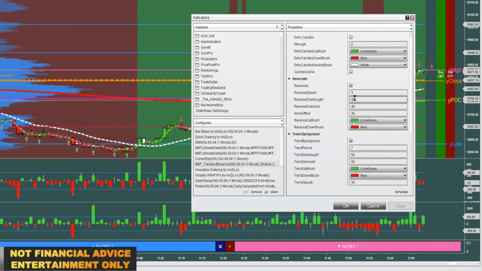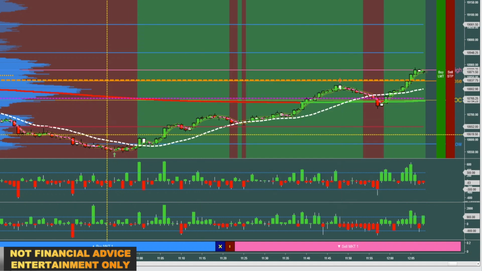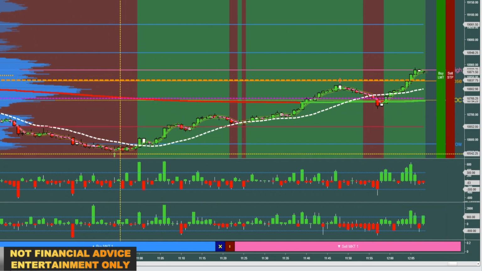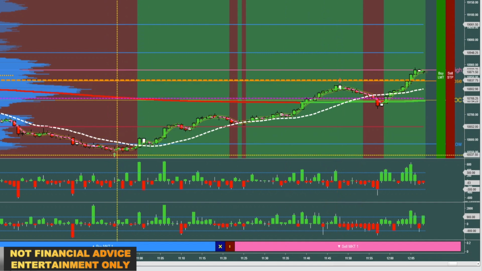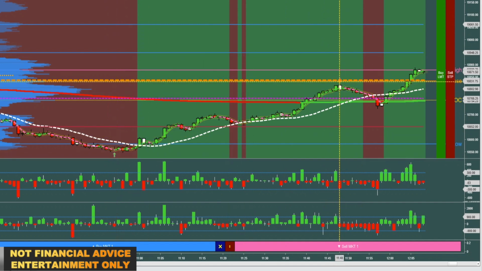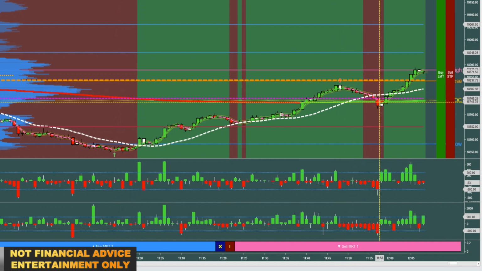That didn't really change much. What if we bump it up to 70 and down to 30? That changed a few of the arrows. So now let's move this reversal speed up to a 9. There we go. Now we just have 1 and 2. So now from 10:30 to noon, we only have 2 reversal signals, and they look to be pretty dang good ones. One pretty much right at the bottom here, and one before a very nice size retracement.